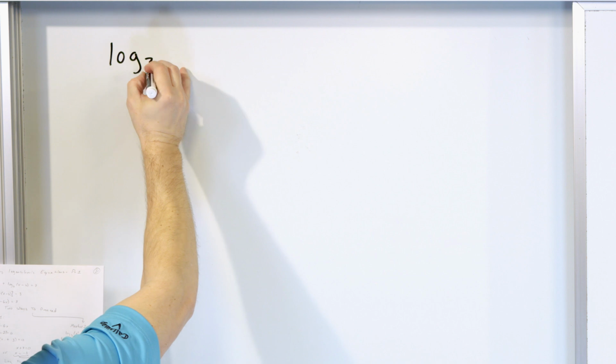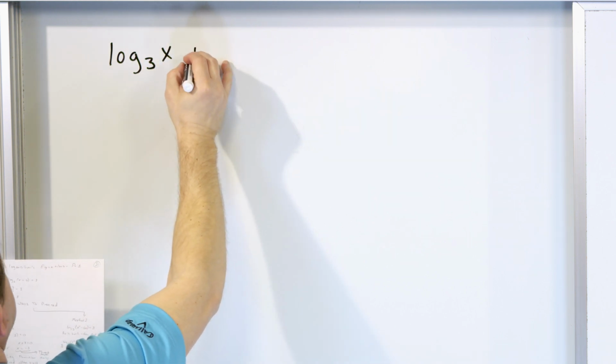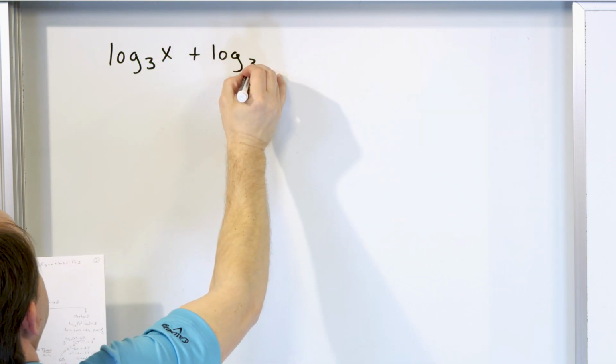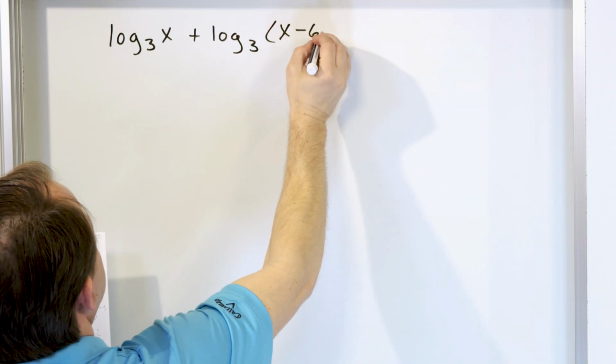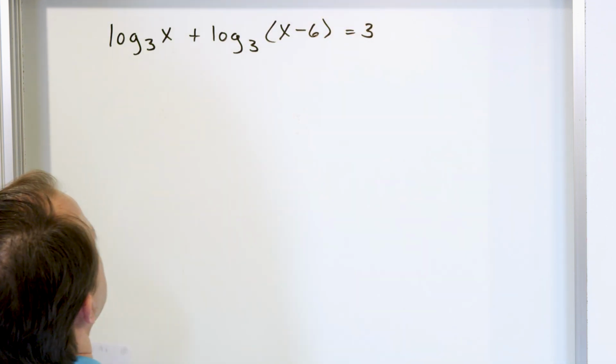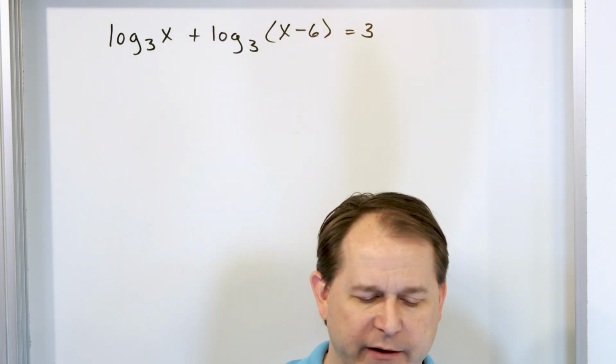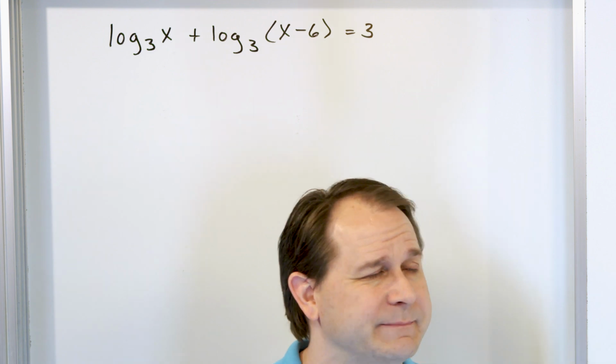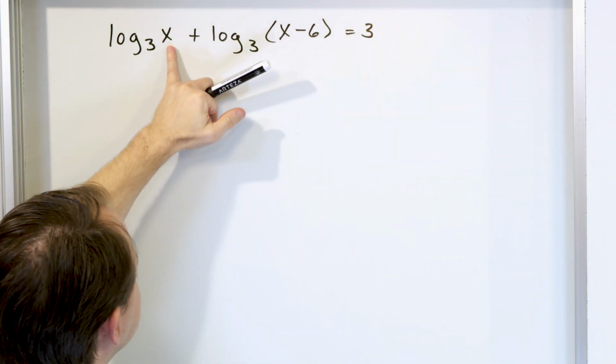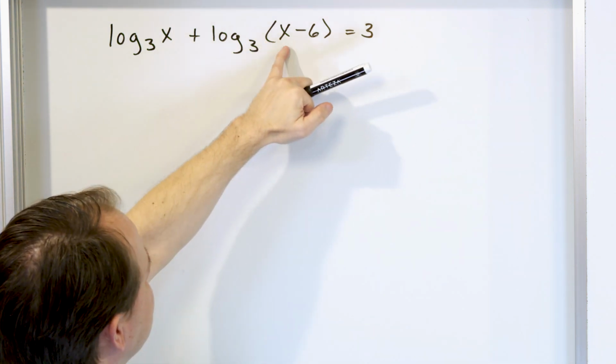Logarithm base 3 of some number x plus logarithm base 3 of some number x minus 6 is equal to 3. Now this is what we call a logarithmic equation. It has an equal sign, so it's an equation, and it contains logarithms. In this case, the unknown quantity is x, but that x appears in two locations.